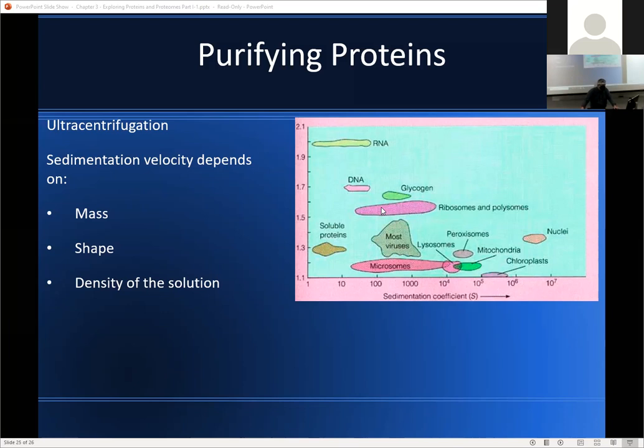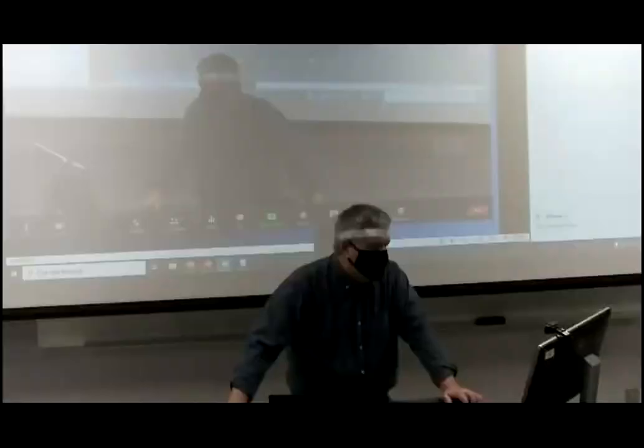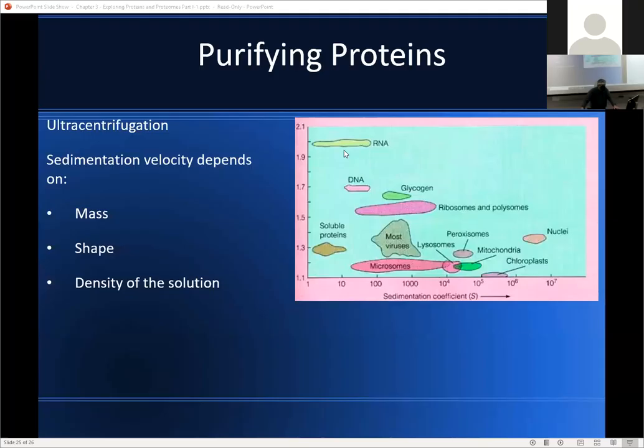So we can separate out different things like RNA, DNA, glycogen, ribosomes and polysomes, nuclei. And this is all based on mass, shape, and density of the solution. So just another way that we can purify proteins based on their properties.